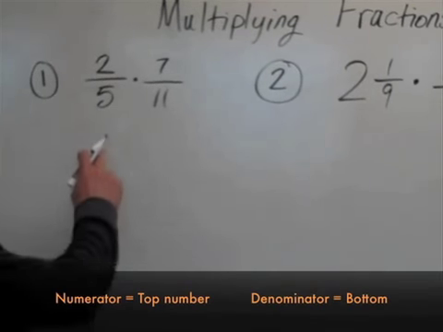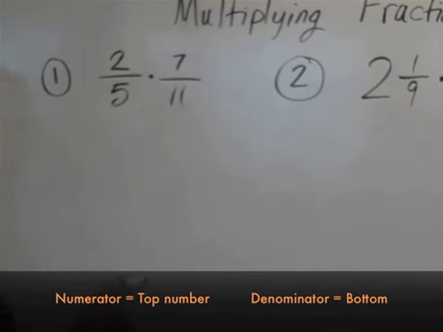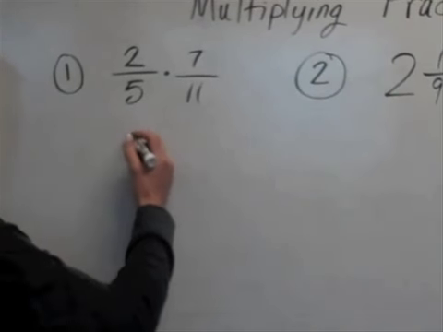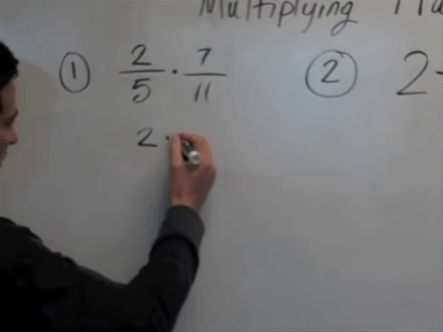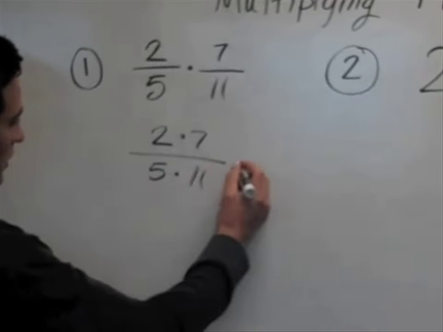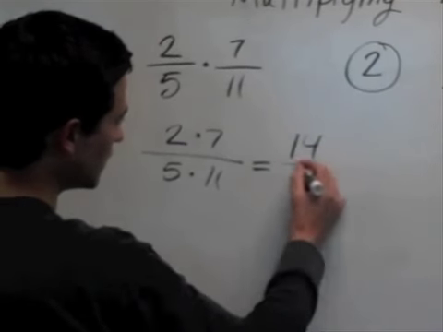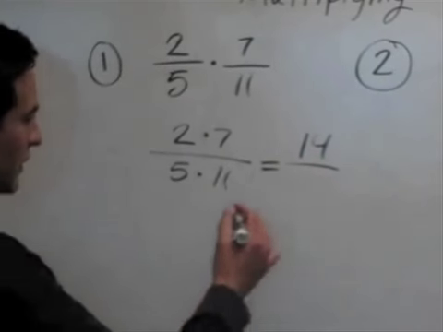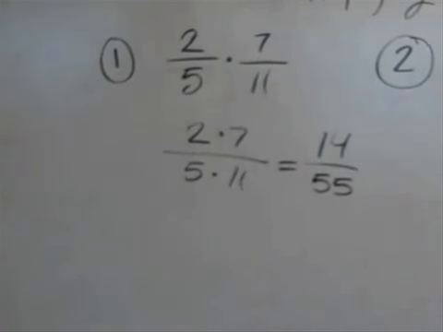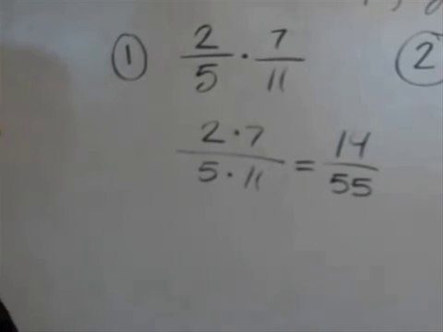When we're multiplying fractions, all we do is multiply the numerator times the numerator and put that over the denominator times the denominator. So first problem is just 2 multiplied by 7 over 5 multiplied by 11. And 2 times 7 is just 14, and 5 times 11 is 55. That's it. We could go further if these were reducible by a common term, but they're not.